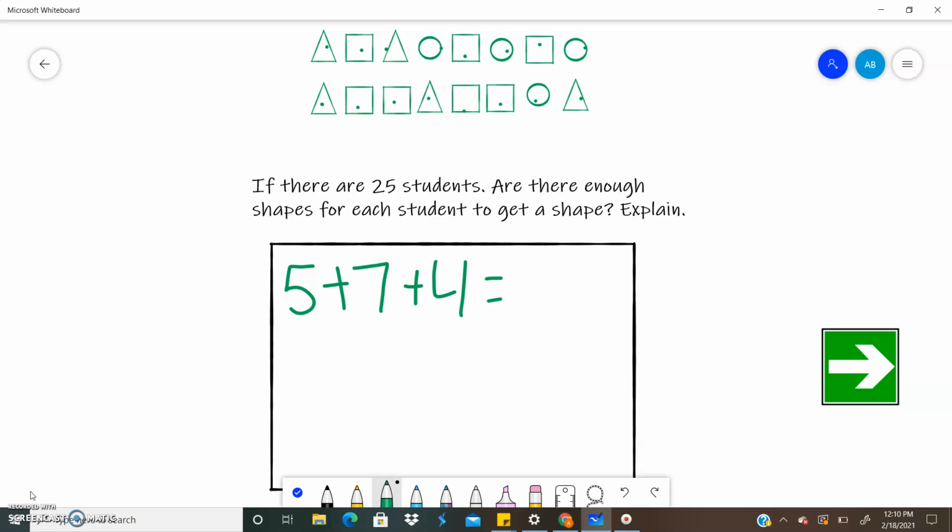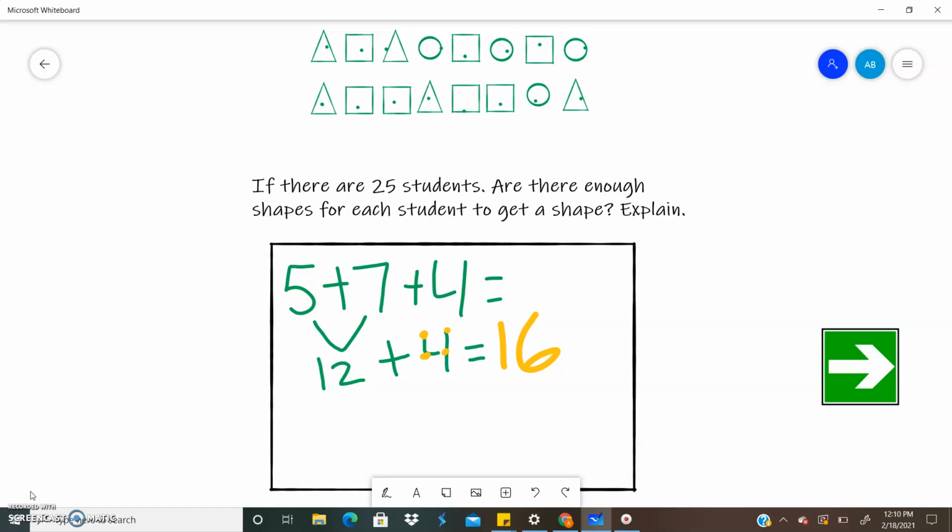Now we already know from the last problem that 7 plus 5 was 12. So let's just do this. 12 plus 4 equals what? Right. 12 plus 4 equals 16. 12, 13, 14, 15, 16. So the total number of shapes we have is 16.